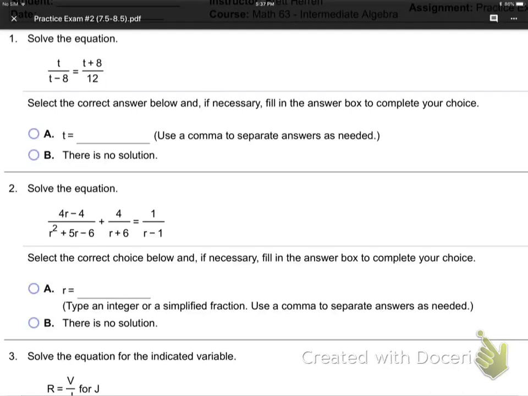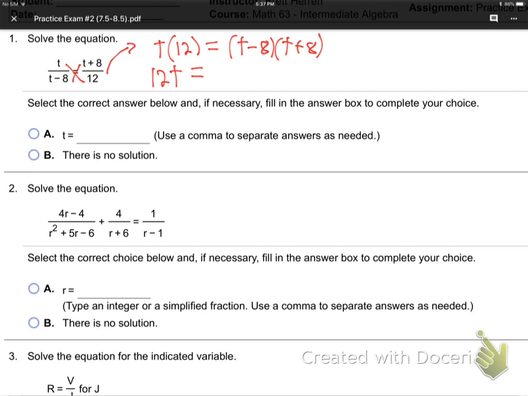Okay, so here's practice exam number 2. First question we're supposed to solve. How do we do this? We cross multiply. So I'll bring it up here. This means t times 12 equals t minus 8 times t plus 8.